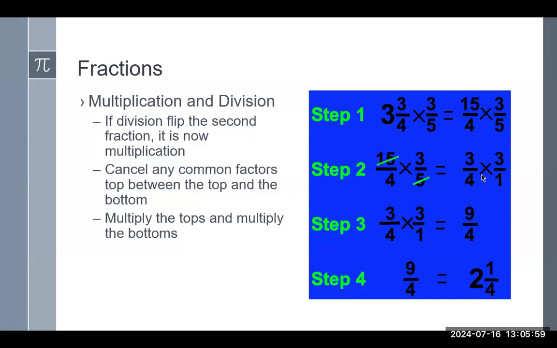Now we have 3/4 times 3 over 1. Now you just multiply straight across. 3 times 3 is 9. 4 times 1 is just 4. That's how you end up with 9/4. Now, if it's division, you just flip the second fraction, and it's now multiplication.